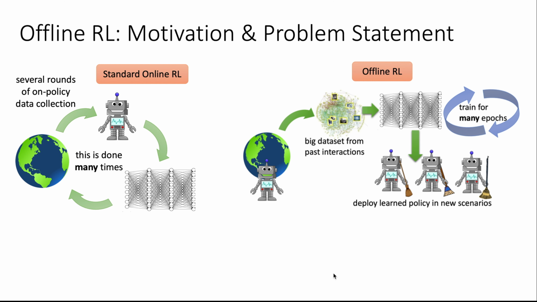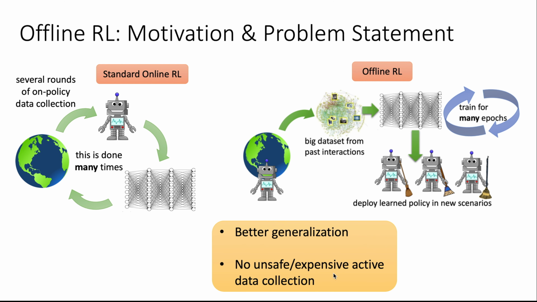On the contrary, offline reinforcement learning methods allow us to utilize a big dataset which is already collected from previous experiments or past interaction, and it's only collected once, to train a policy that can generalize and be deployed in various new scenarios. This allows us to obtain not only better generalization, but also has no requirement for expensive or unsafe active data collection, which is completely the bottleneck with standard online reinforcement learning in real open world settings.